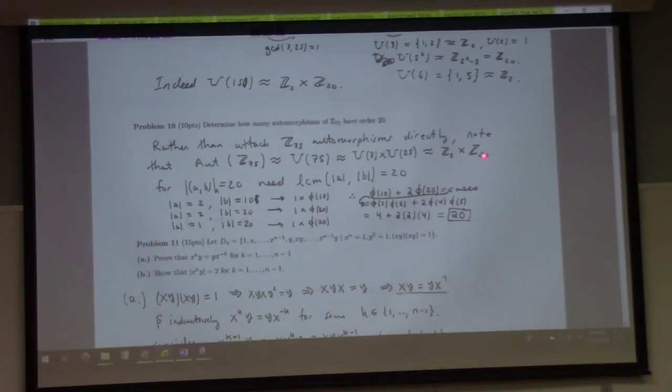Now, I either need a generator of Z20. How many of those are there? What's Euler phi of 20? It's Euler phi of 4 times Euler phi of 5, right? Phi of 5 is 4, phi of 4 is 2, 2 times 4 is 8. Okay, so there's 8 generators for Z20.